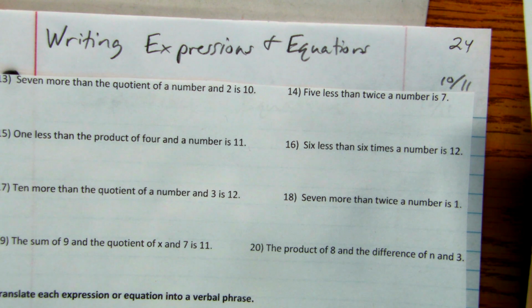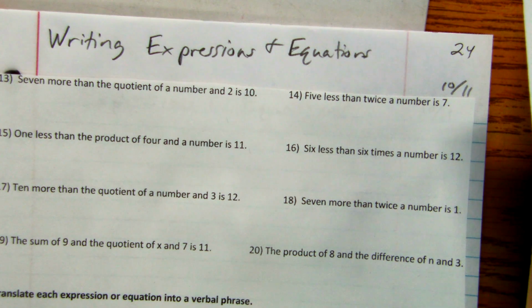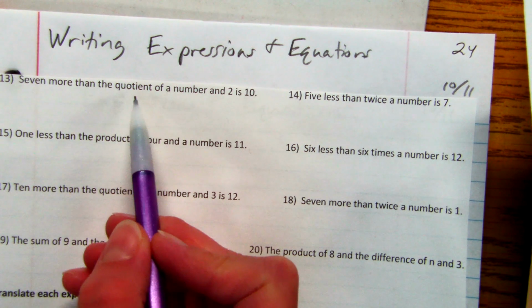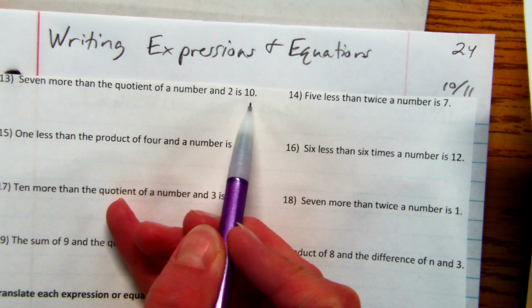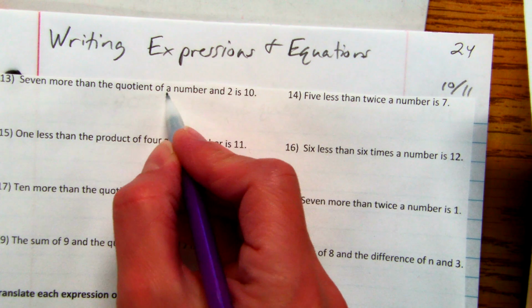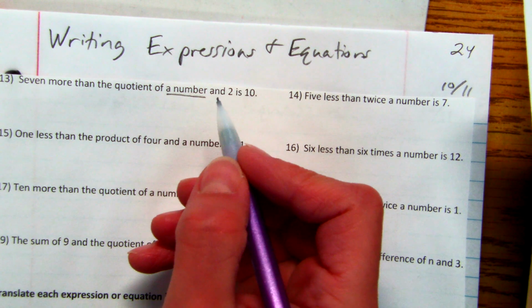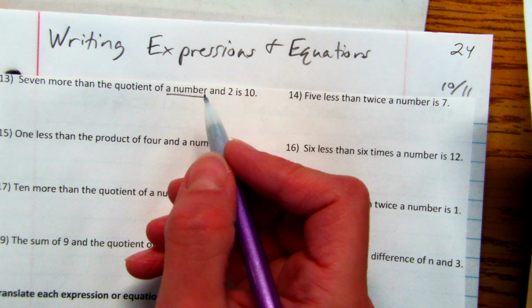All right, we're doing a lesson on writing expressions and equations. This is the second lesson that I've done with this group, and we're just going to read through this and set them up. So on number 13 up here it says 7 more than the quotient of a number and 2 is 10. So when we see a number, you can pick a variable. If they don't tell you what to use, you can use x or n, whatever makes sense.